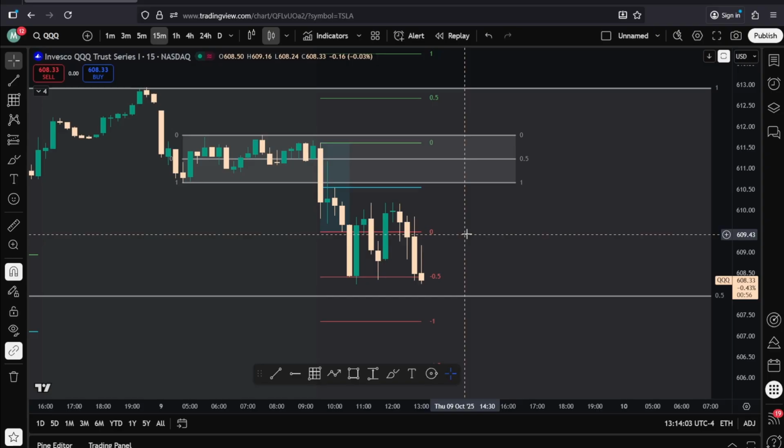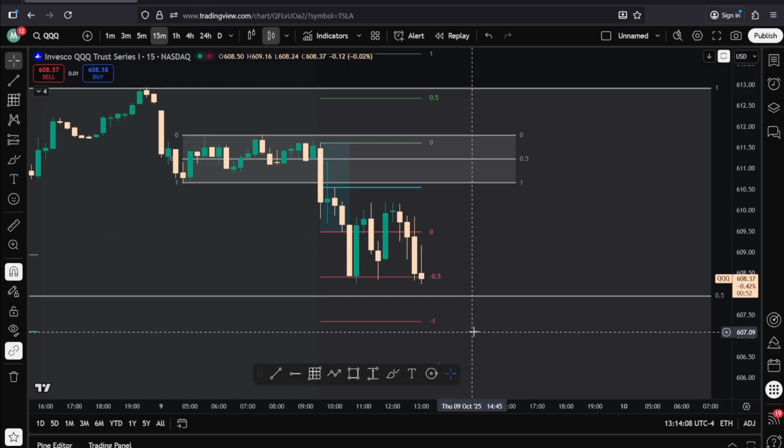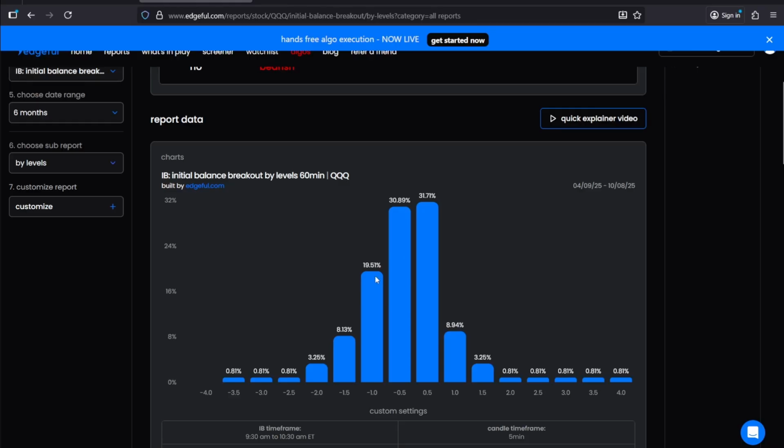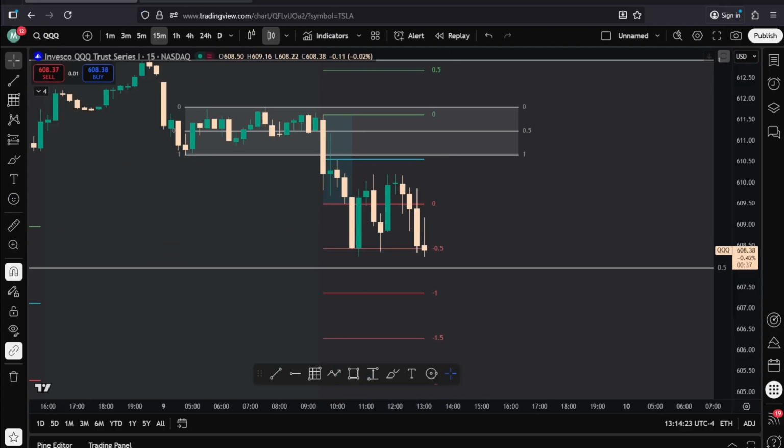Now, obviously, there's news that's going to come out sometimes. We have FOMC at 2. Sometimes it's going to spike down to 1, 1.5, but it's a pretty low percent chance. Another reason that I'm locked out today is because we have a 1 in 3 chance of going down to 0.5. We happen to hit 1.5.